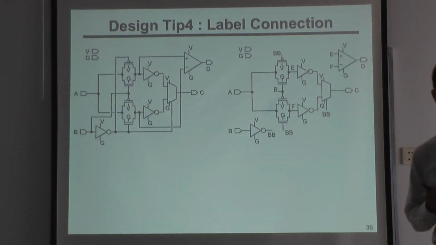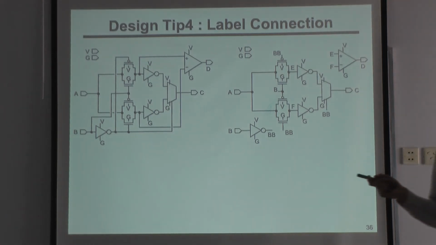Label is useful, but don't use labels for signals. For example, in this case, this looks very complicated. And once you have label connection, this becomes simple. So this looks simple, but after this, you have to draw layout. And when you draw layout, this schematic is very difficult to see. So you have to use this.